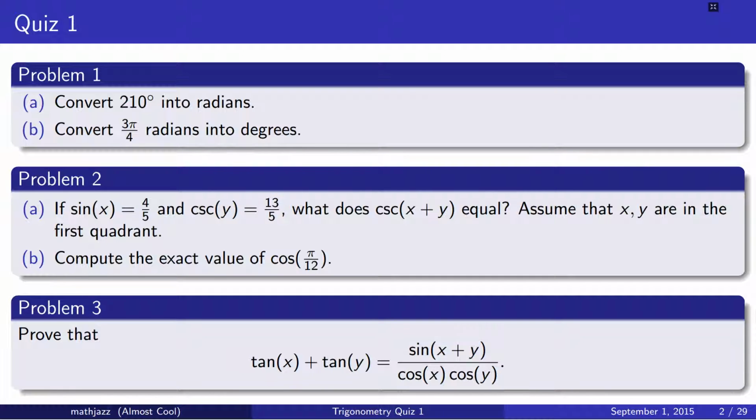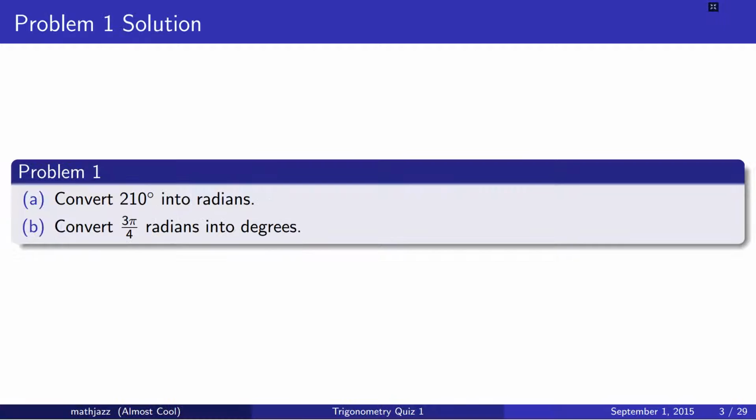Problem 3. Prove that tangent of x plus tangent of y is equal to sine of x plus y divided by cosine of x times cosine of y. And here are the solutions. Problem 1.